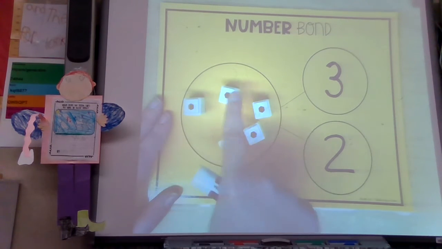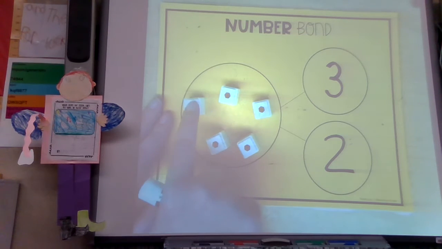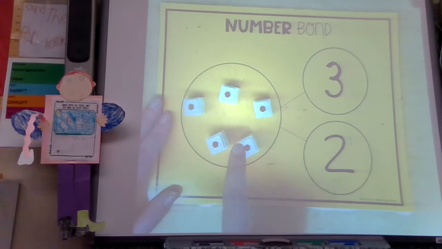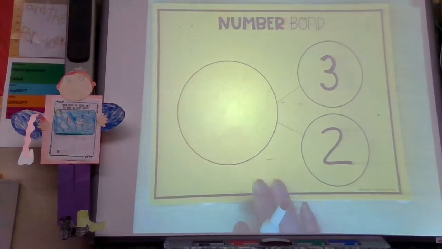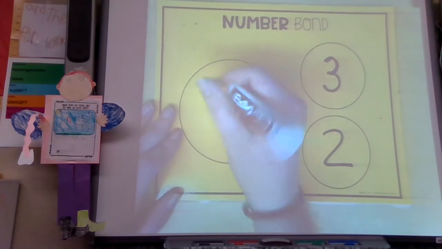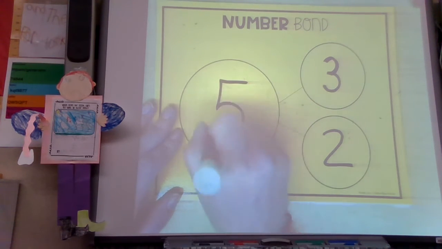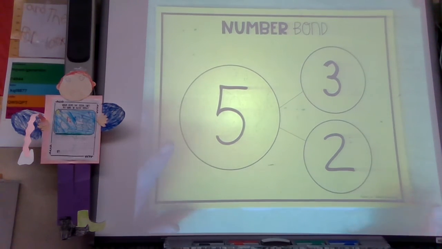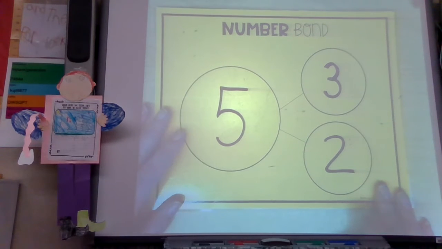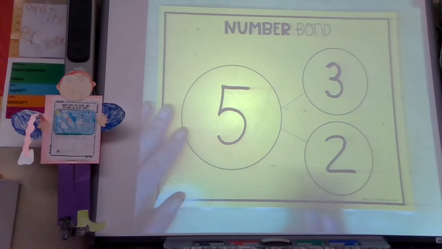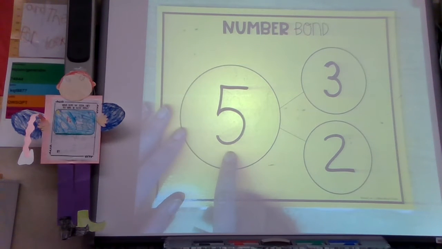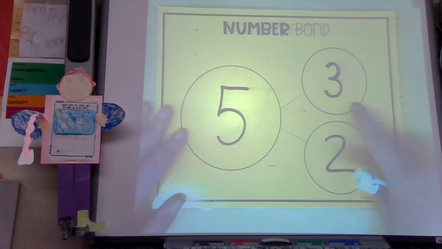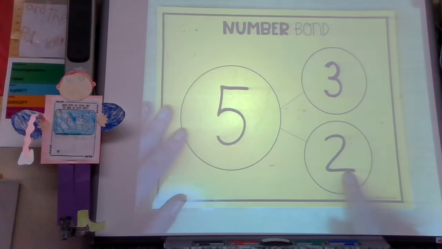I'm going to move these over so we can count. 1, 2, 3, 4, 5. We had 5 apples. Let's slide that out of the way and say 5 apples. Now, my number bond shows the same information, but I have numbers in my circles instead of cubes. My group of 5 apples was split into one part that had 3 red and another part that had 2 green.